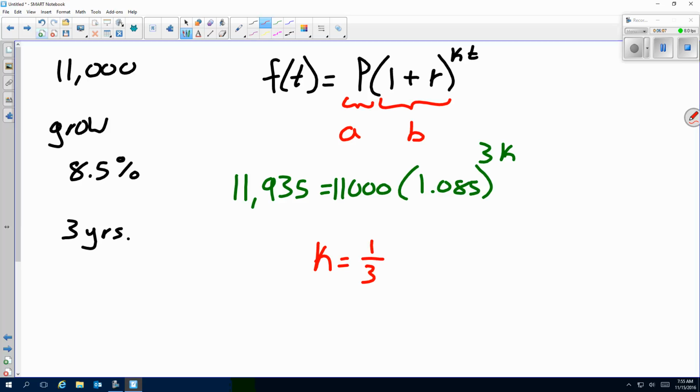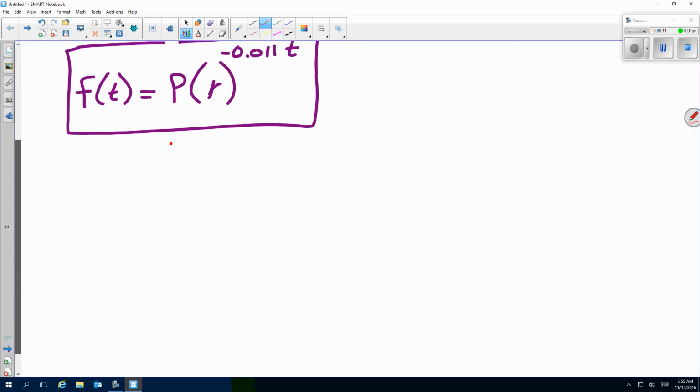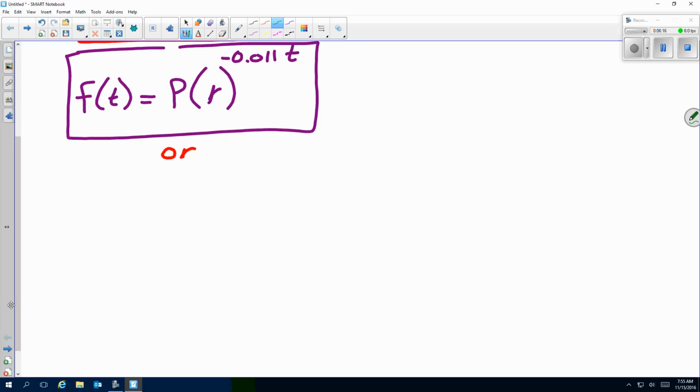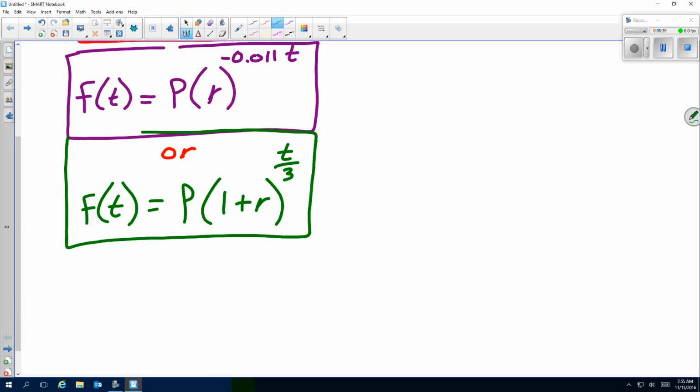So I can make an or statement. I could say my exponential growth model can be represented as this, because it's t divided by 3, 1/3 times t. Either one of these would work. They're both the same exact equation. They'll both give us the same exact answer. I just get to pick and choose which one I like better.